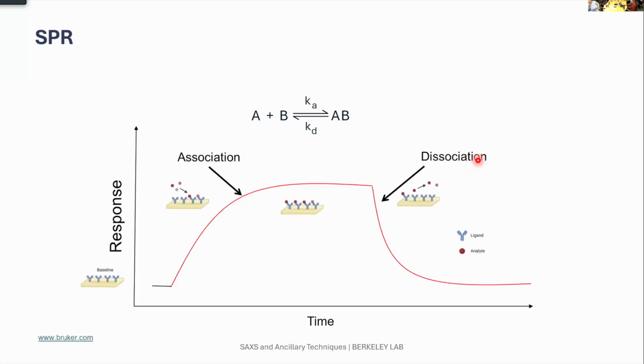That's called a sensorgram. And here is an example of an ideal schematic sensorgram. So you have an association curve, a steady state where your molecules interact at equilibrium, and then another exponential curve, dissociation.